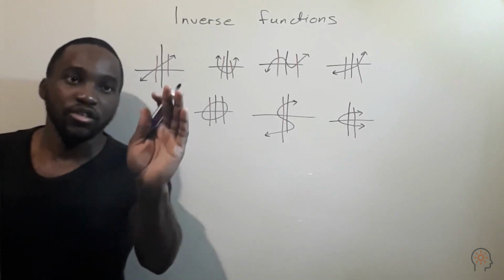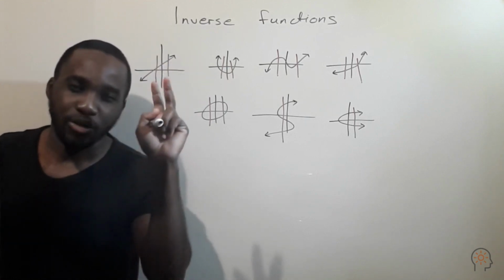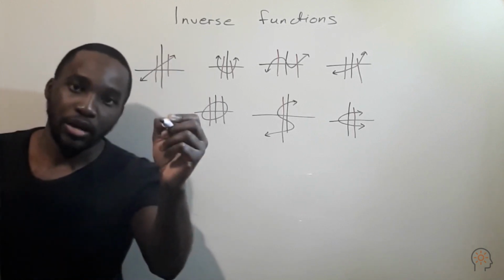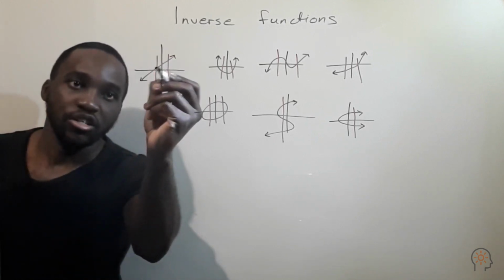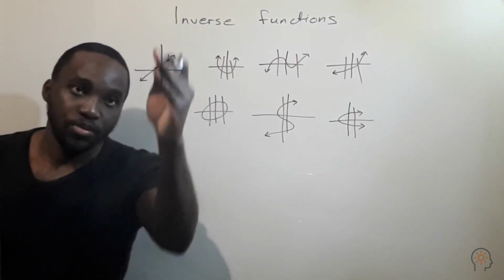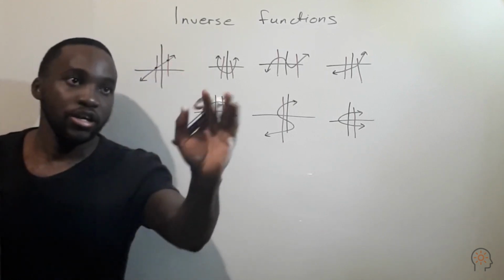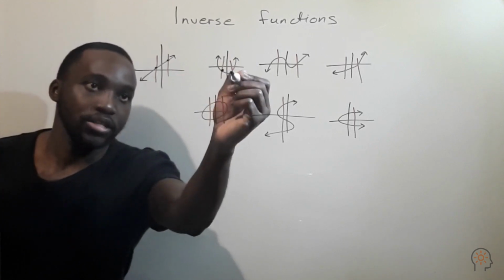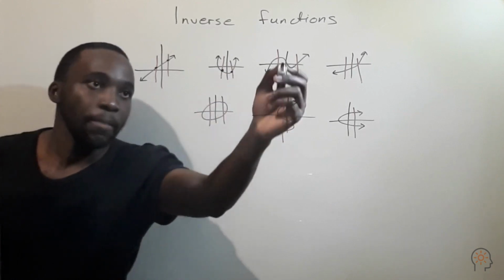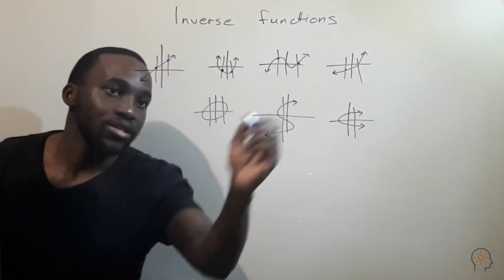For example, this is a straight line. We consider this a function because it passes our vertical line test. Anything that passes the vertical line test means that if you draw a vertical line going straight downwards, it only touches the graph once. I can draw as many lines as I want. As long as a specific line only touches a graph once, that graph is considered a function. Same here. This passes the vertical line test because any line going vertically downwards touches the graph once. This same thing touches the graph once, touches the graph once.